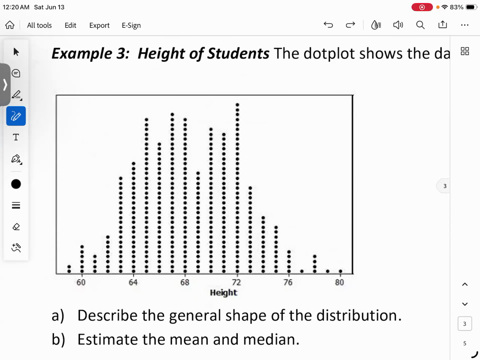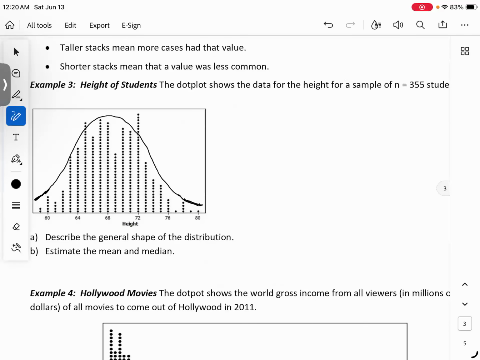The shape of it, go ahead and just do like a curve. That's pretty good. That looks like a bell, right? You've got the one hump and you've got a tail on the left that's balancing out pretty well with the tail on the right. So symmetric slash bell shaped.